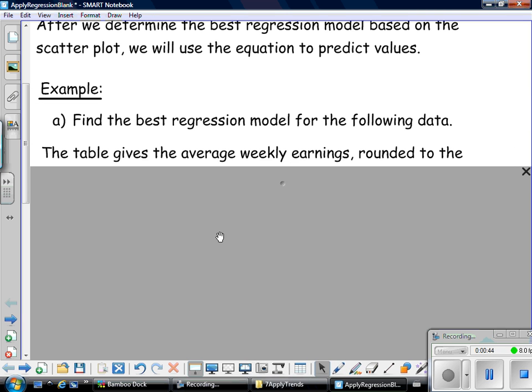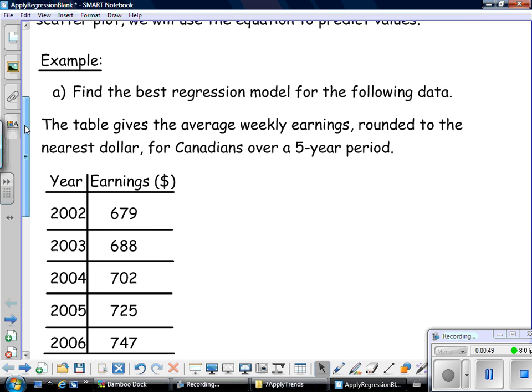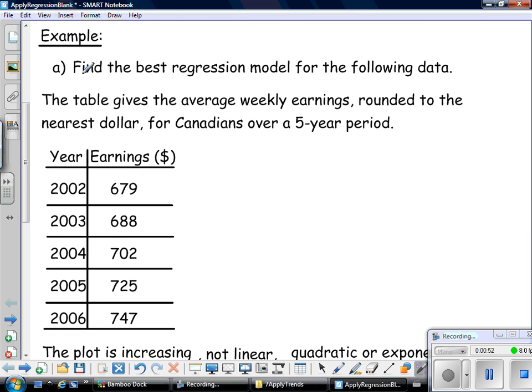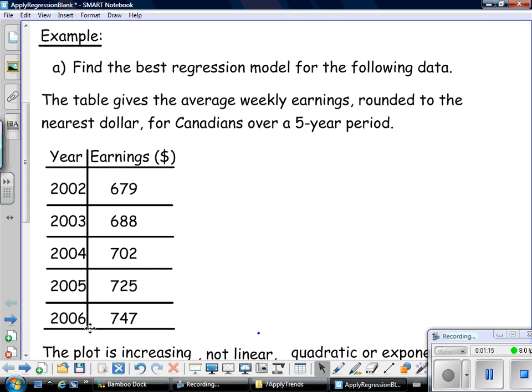So our example is, and actually I can get rid of this. The example says, find the best regression model for the following data. The table gives the average weekly earnings rounded to the nearest dollar for Canadians over a 5-year period. So this is data. Okay, remember it's rounded to the nearest dollar. So in 2002, we have an amount all the way to 2006. So obviously we don't have the most recent one, which is what we are in this year.